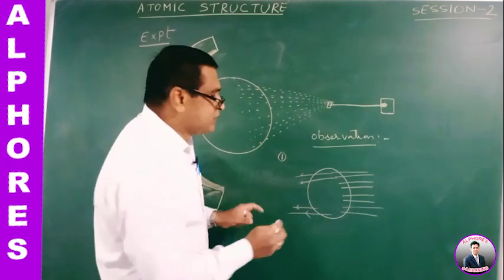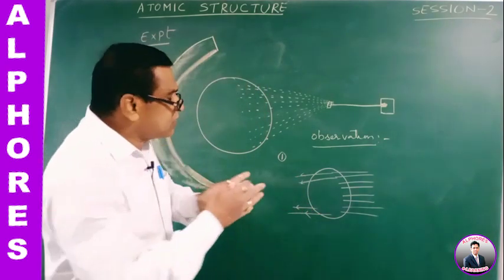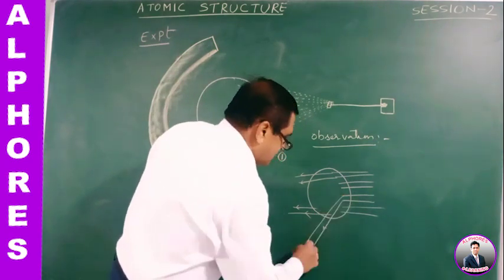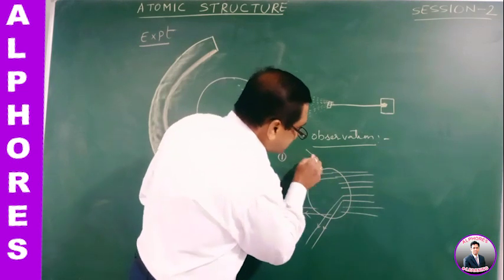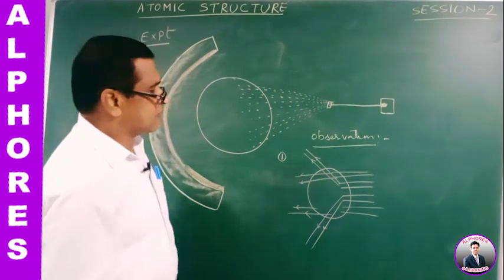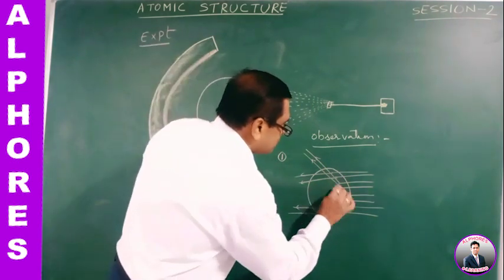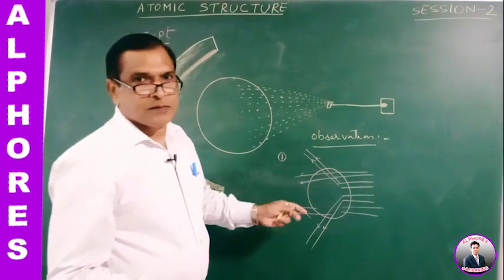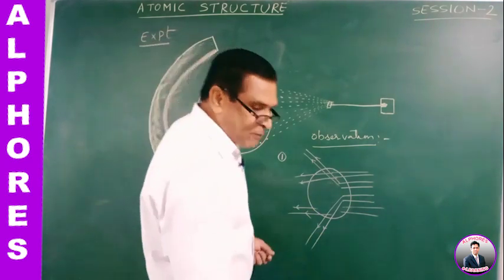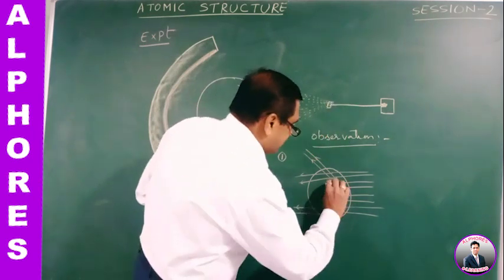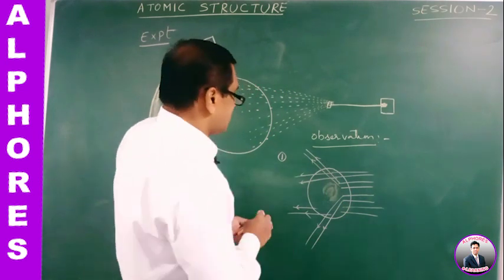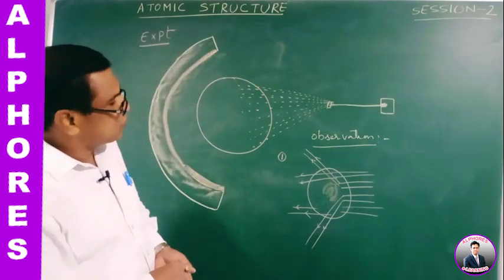And the second observation: some of the alpha rays reaching the center point are deviated at many angles. That concludes that the entire mass of the atom is present at the center point. This mass portion he named the nucleus.